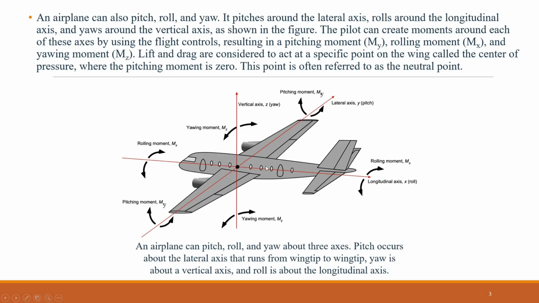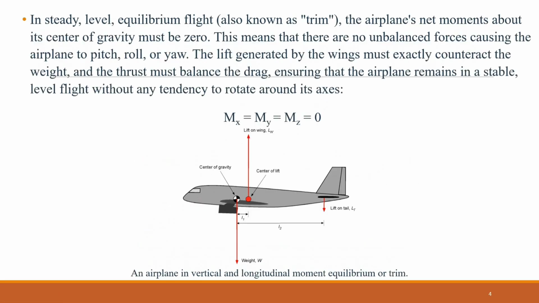Lift and drag are considered to act at a specific point on the wing called the center of pressure, where the pitching moment is 0. This point is often referred to as the neutral point. In steady, level, equilibrium flight, also known as trim, the airplane's net moments about its center of gravity must be 0.